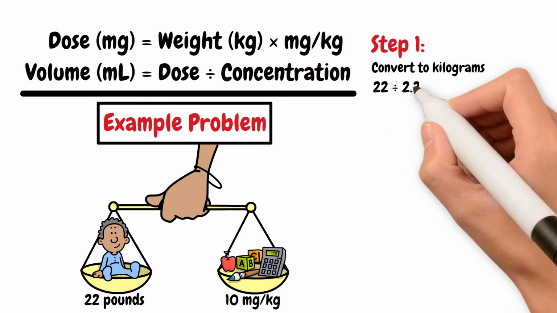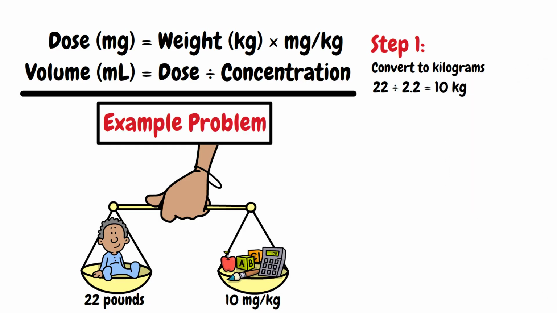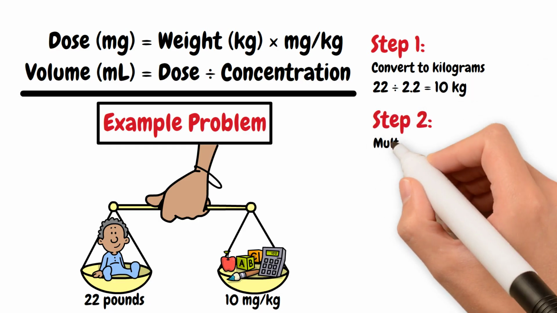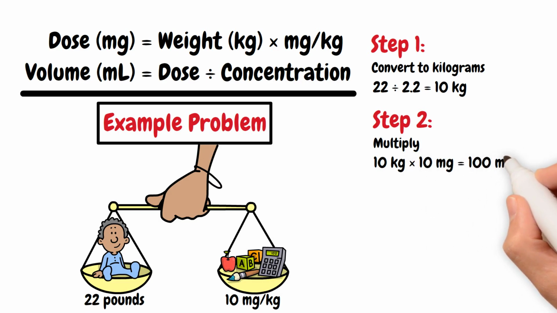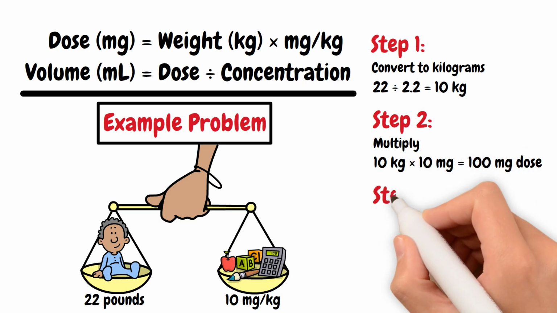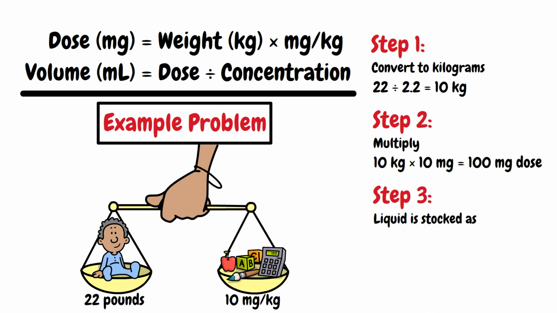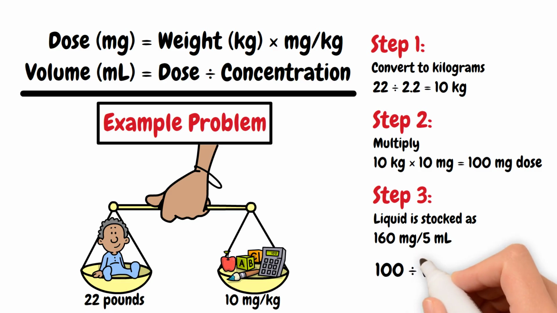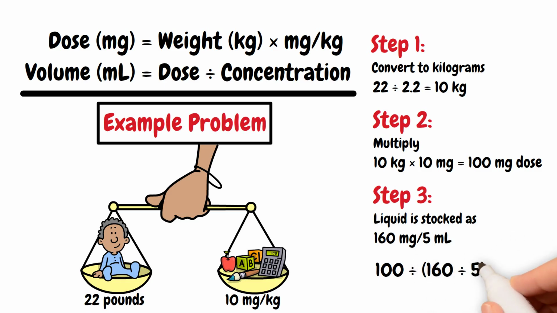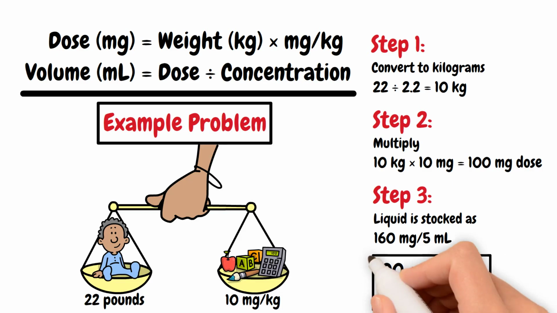22 divided by 2.2 equals 10 kilograms. Step 2. Multiply. 10 kilograms times 10 milligrams equals 100 milligram dose. Step 3. Liquid is stocked as 100 milligrams per 5 milliliters. So 100 divided by 100 divided by 5 equals 5 milliliters. That's the volume you'd measure.